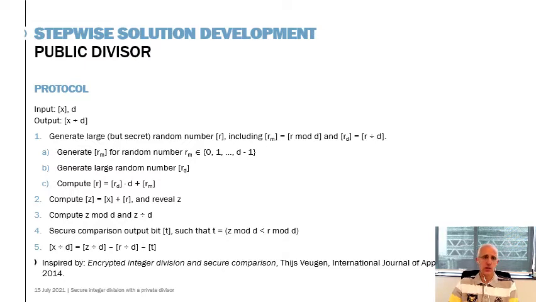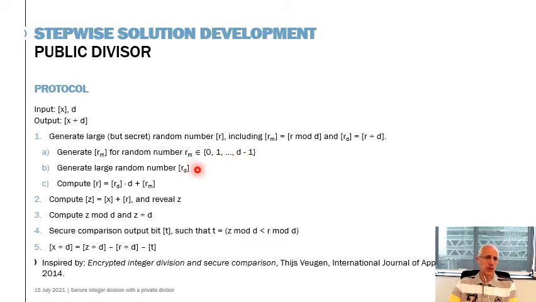So how are we going to build our protocol? Well, it's easy to start with a public divisor protocol. So we have a secret shared X, a public D, and we want to compute the division result. The way to go is to generate a large random number, which none of the parties knows. And you also need to know the remainder of this secret random number and the divisor, and you could do that, for example, by first generating Rm as a uniformly random number between 0 and d.